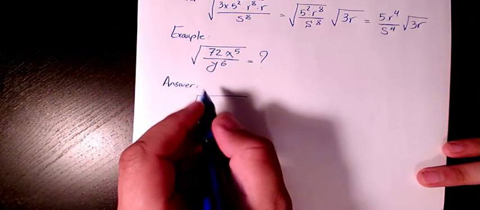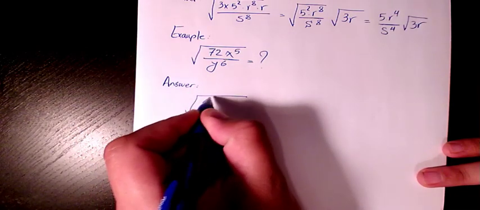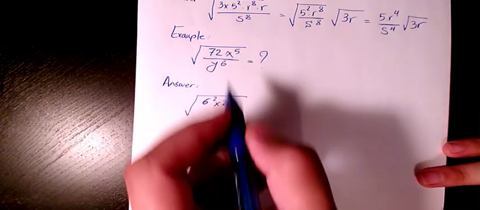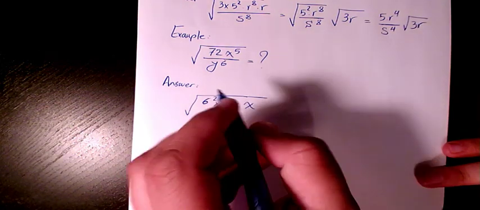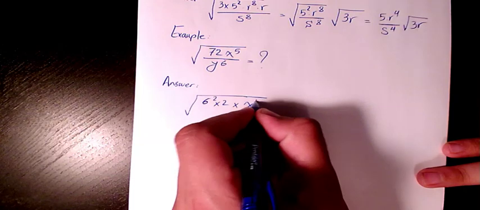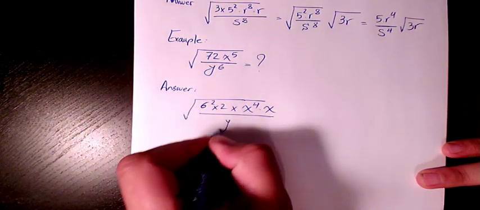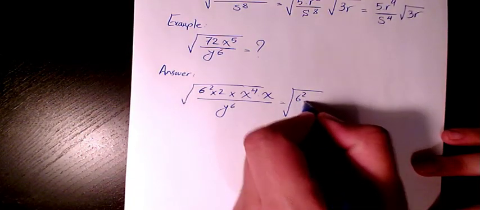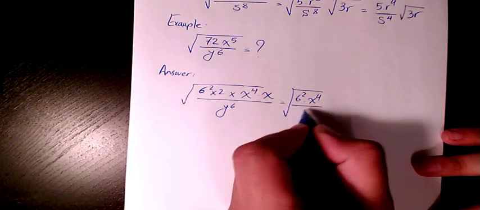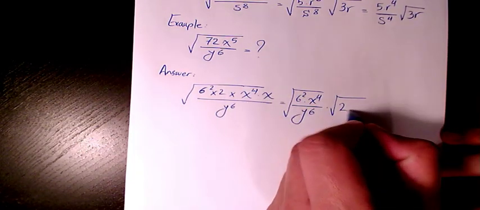72 is 2 times 36, and 36 is 6 squared. So 6 squared times 2 is 72. And x to the power of 5 is x to the power of 4 times x, divided by y to the power of 6. So I can write it like that: 6 squared times x to the power of 4 divided by y to the power of 6, multiplied by 2x.